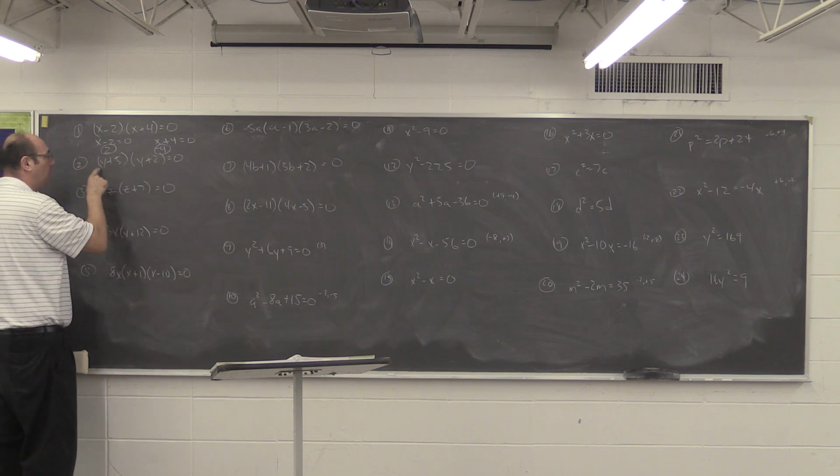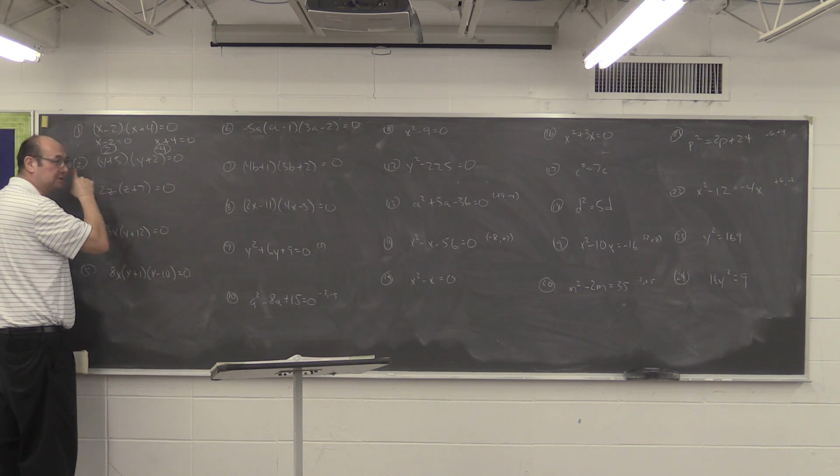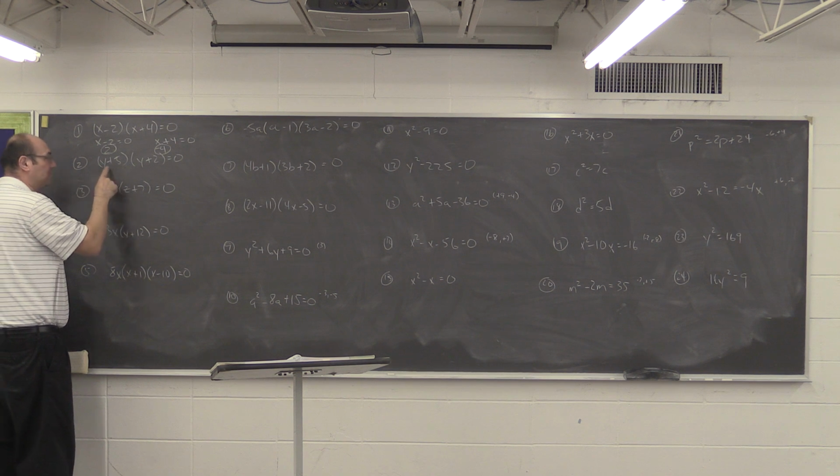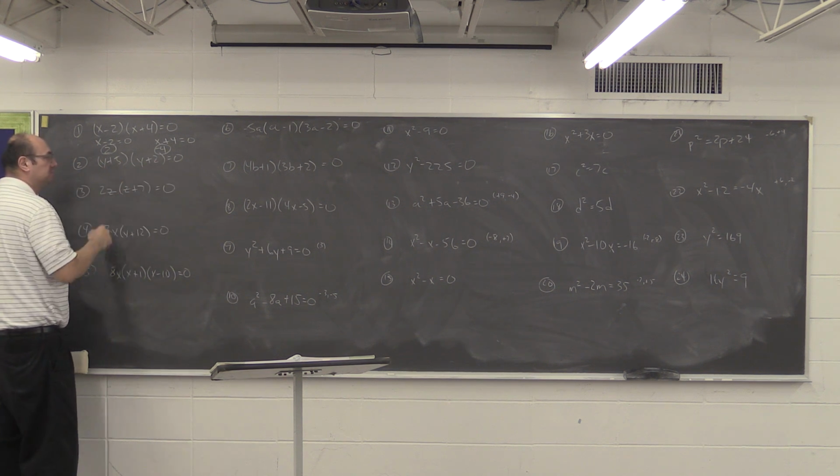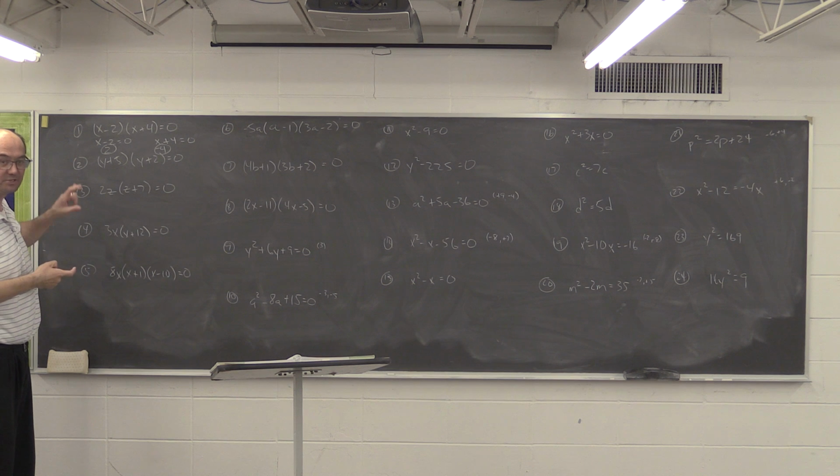Number 2, y plus 5, y plus 2, all right? We're going to set each one equal to 0. Y plus 5 is equal to 0, y plus 2 is equal to 0. Solve for y, and you should give me two answers.